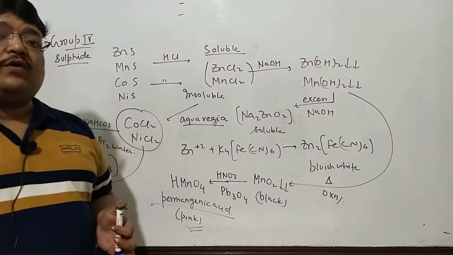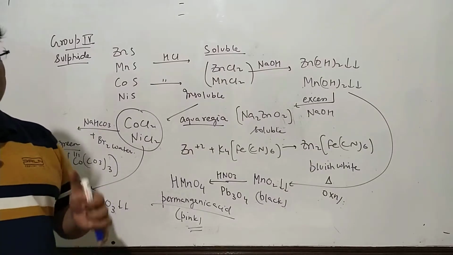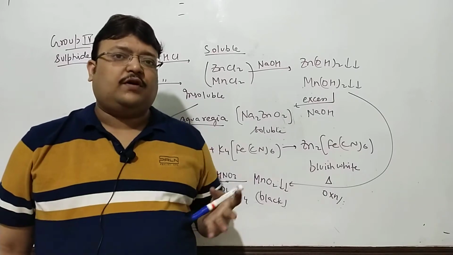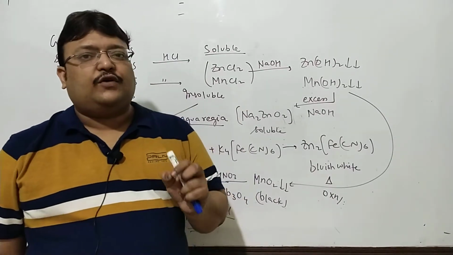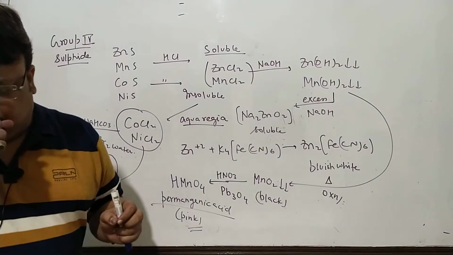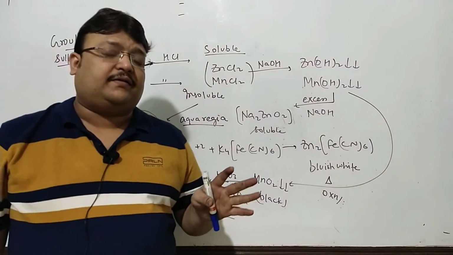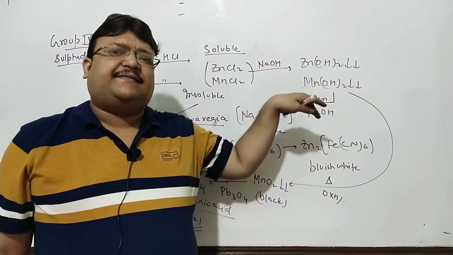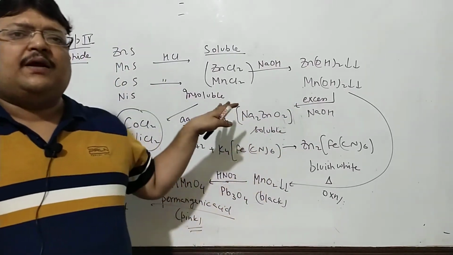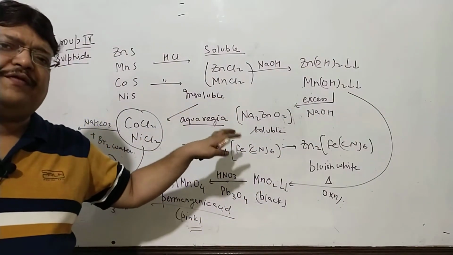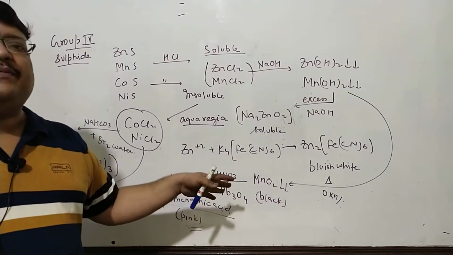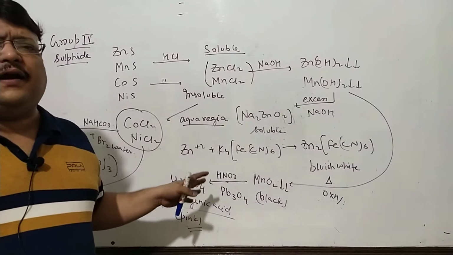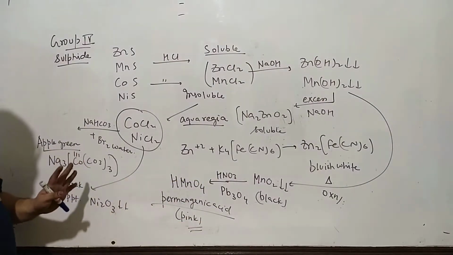But yet again, before I go into those two tests of nickel and cobalt, the sequence. H2S in alkaline medium, group 4: zinc, manganese, cobalt, nickel. What do you add first? HCl. Soluble zinc or manganese. Add NaOH, both will precipitate as hydroxide. Excess NaOH, only zinc will dissolve. Manganese hydroxide could be heated or oxidized to MnO2 black, which can be dissolved and oxidized using red lead and nitric acid to permanganic acid, pink.